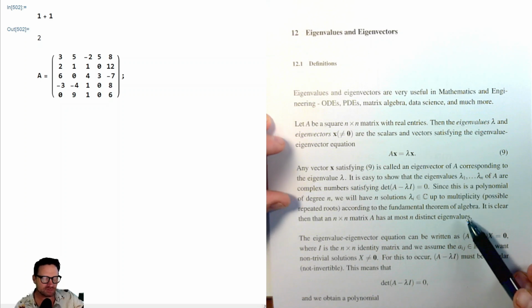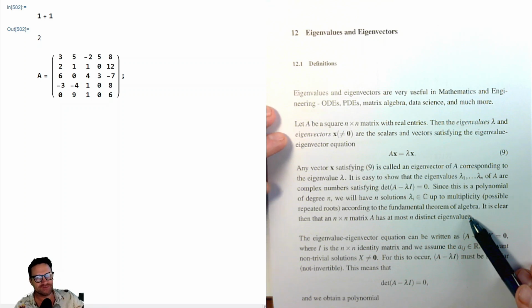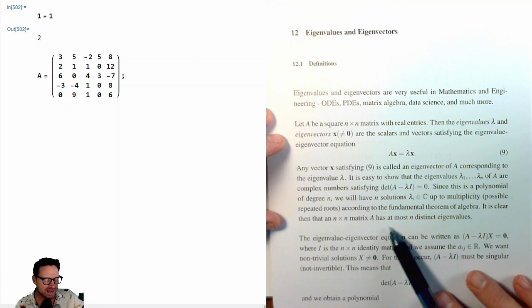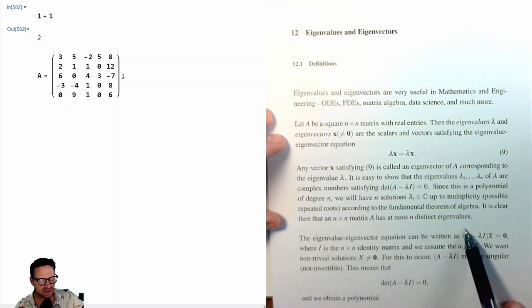So if we have a polynomial of degree n with complex coefficients, then we have n complex solutions. And of course, real numbers are complex numbers, so they might be real. And some of those might be repeated. So it's clear then that an n by n matrix A has at most n distinct eigenvalues.